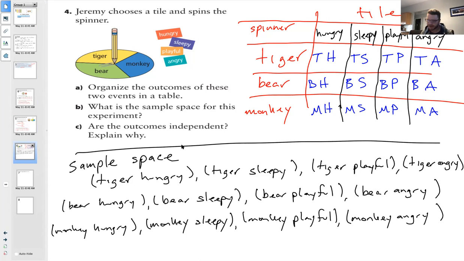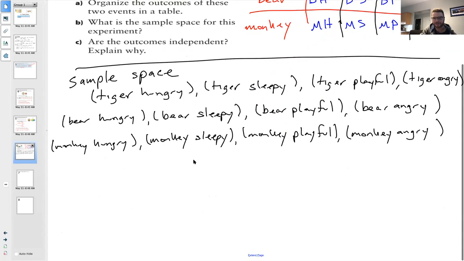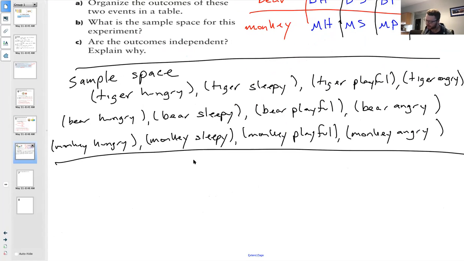Okay, so there is our sample space. And lastly, are these outcomes independent or dependent? So these outcomes are going to be independent of one another, because if you spin a tiger, the next time that you spin the spinner, the chances of getting a tiger is going to be the same as it originally was. Same with the tiles. As long as you are replacing the tiles, they will be independent.